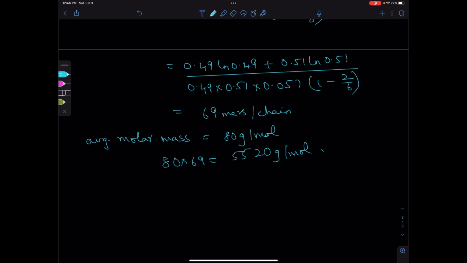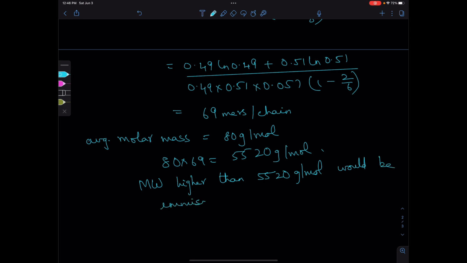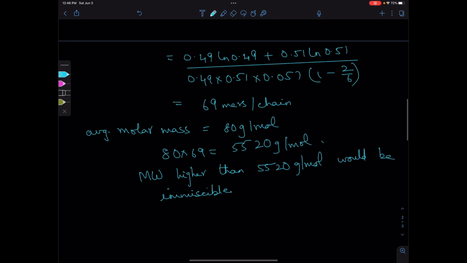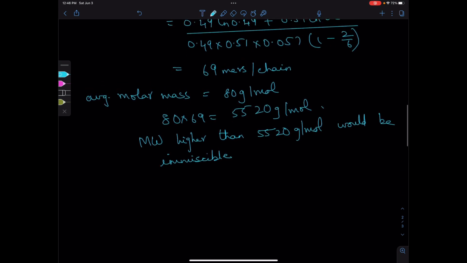So anything with molecular weight higher than 5520 grams per mole would be immiscible. Which means the given molecular weights, which is 1 times 10 to the power 5 grams per mole, would be immiscible at 423 Kelvin.